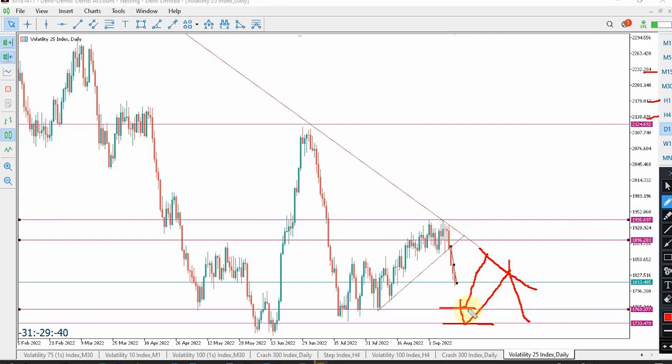So the market is all about watching, placing your trade, come back, check what is going on, and you know what next to do. So I believe you've been able to understand how to analyze the chart from the highest time frame down to your entry time frame.